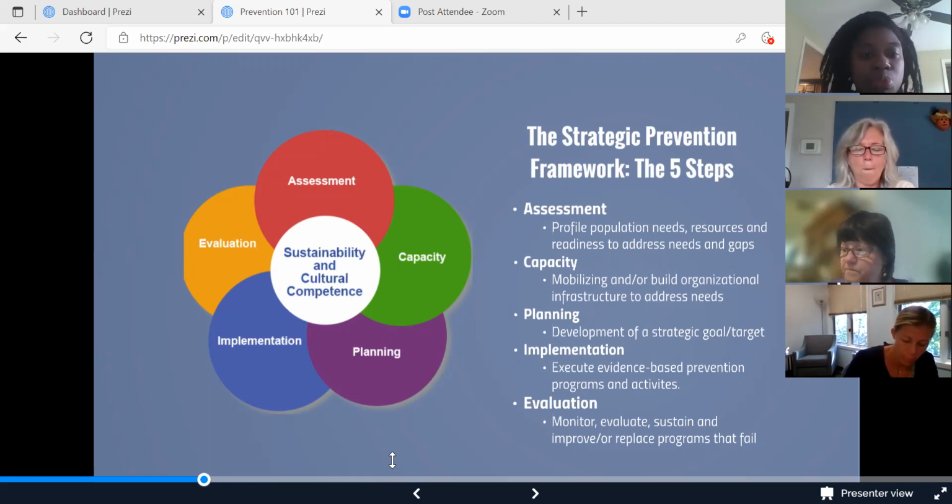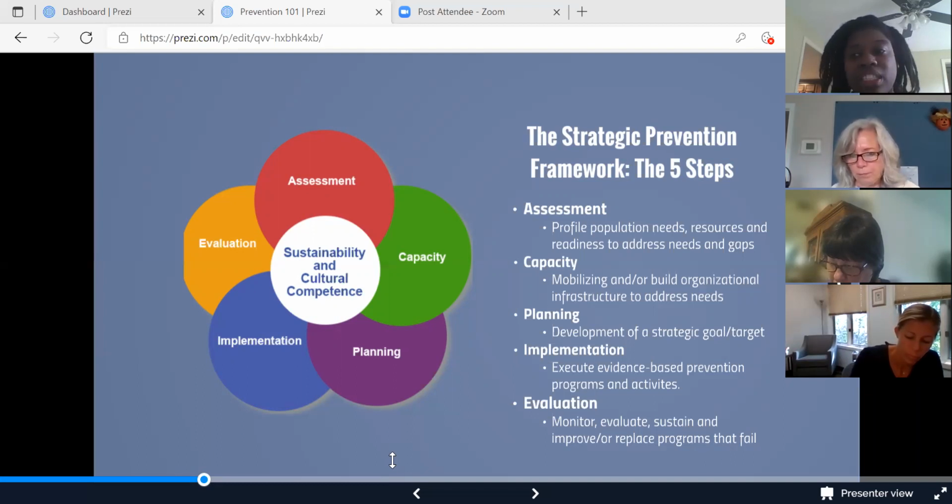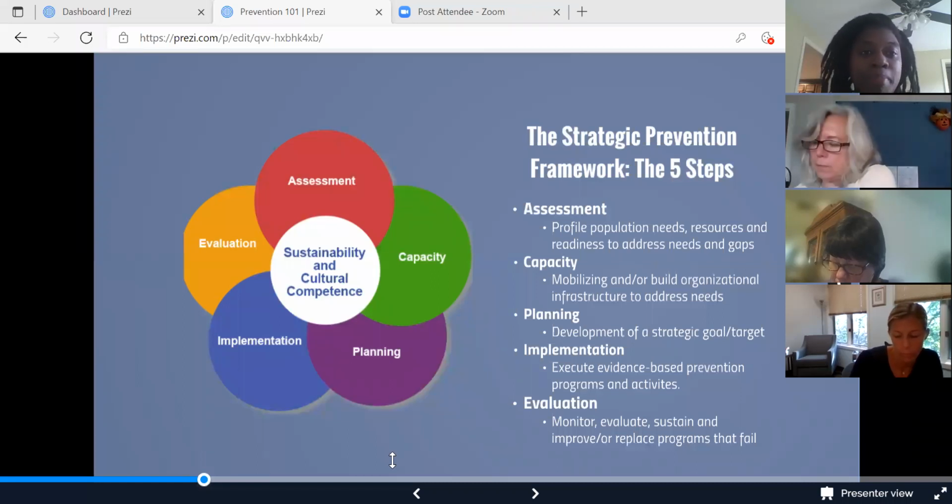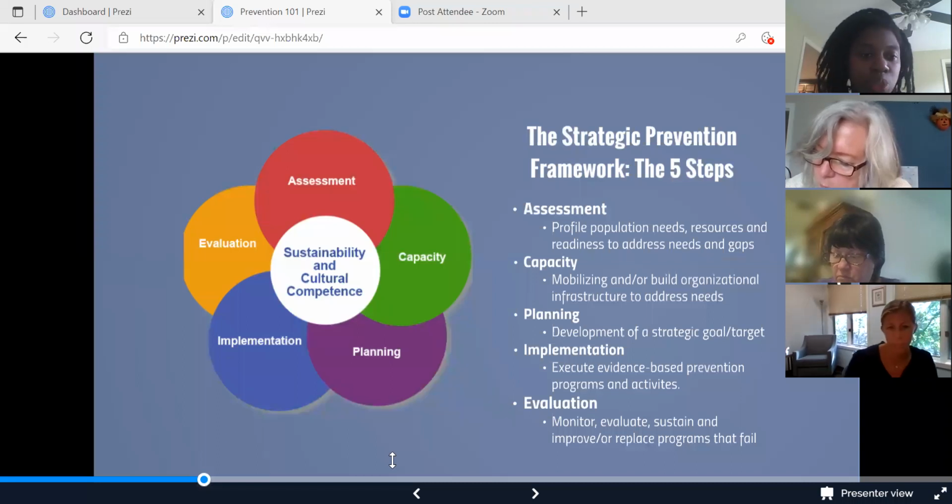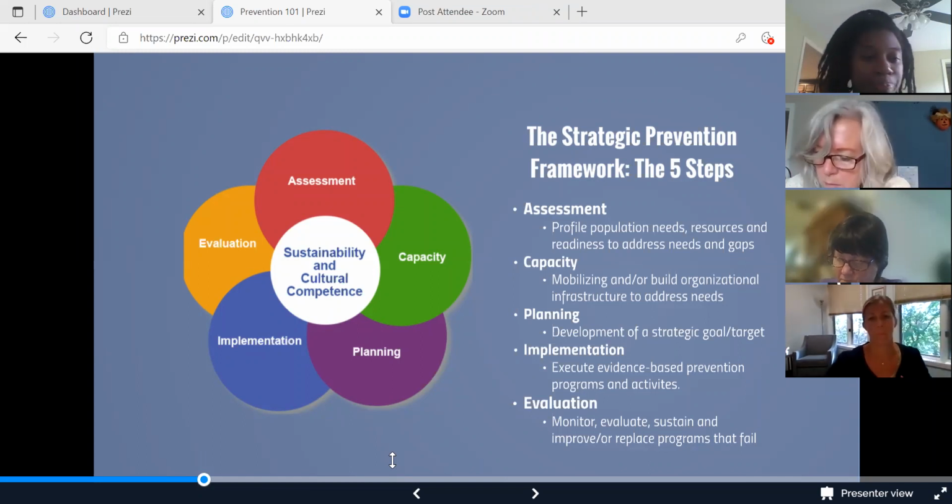Implementation: this is where we execute the things that we planned for in our planning and capacity stages, as well as our assessment. We execute evidence-based prevention programs and activities that are needed within our partnering community. Evaluation: we go back and we monitor and evaluate, and we see what we need to sustain as well as what we need to improve for our programs, or if we need to replace our program altogether.